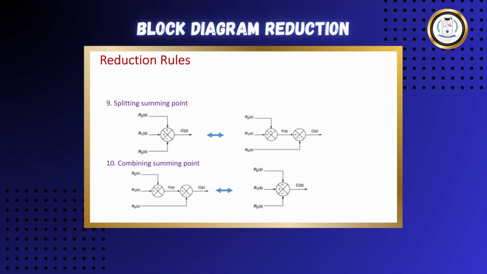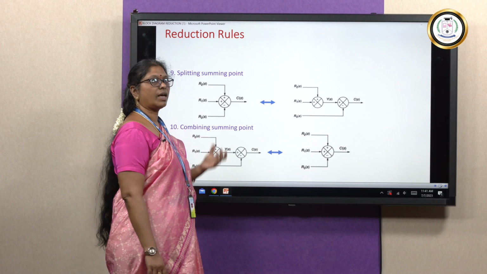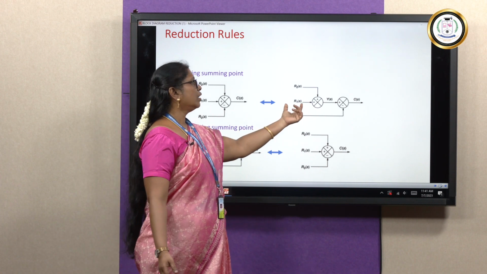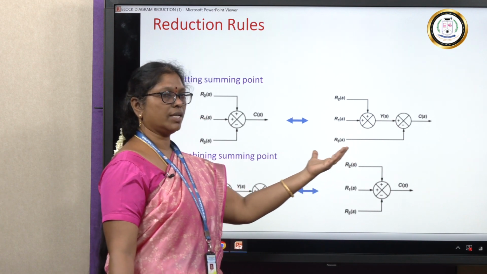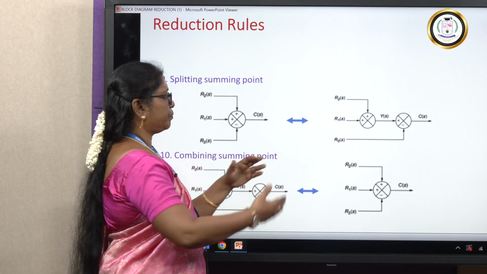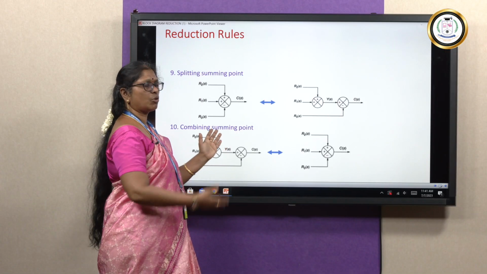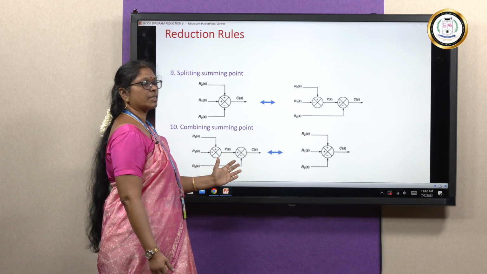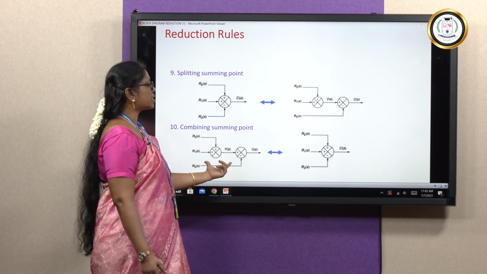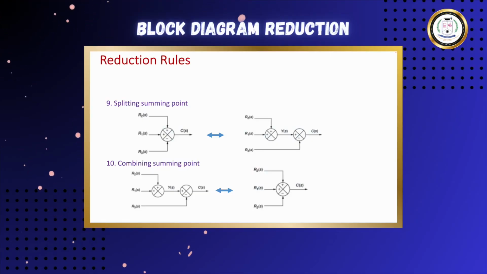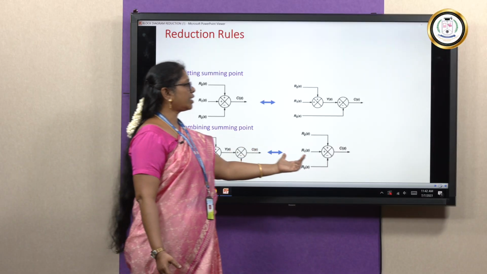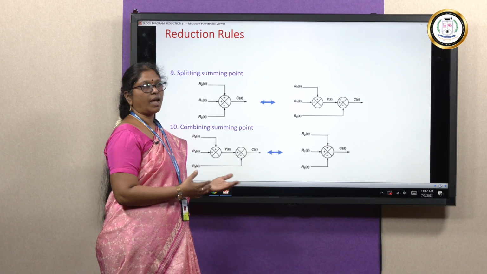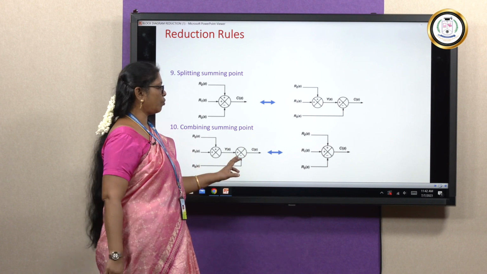Then splitting the summing point. If you have a summing point where three signals are coming, we can split the summing point into two, where two signals at each summing point we can split. We can combine the summing points. So, this is vice versa. We can split the summing point as well as combine the summing point. So, if you have two summing points like this without any block or takeoff point in between, we can combine those summing points. So, a combined summing point we can split and a split summing point we can combine. So, both ways we can do.